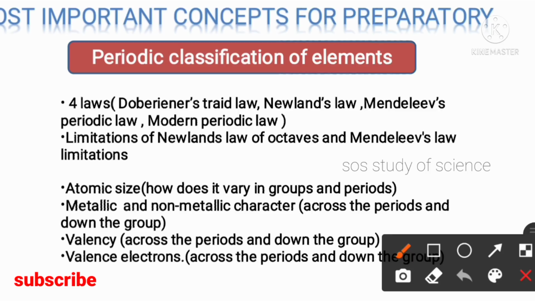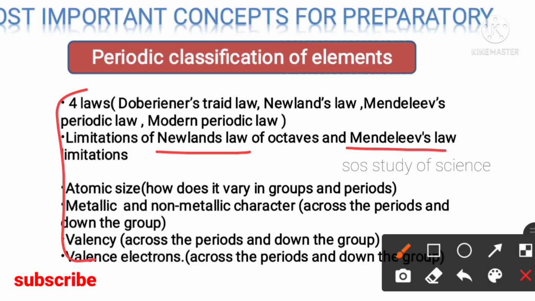So next, you want to understand and learn the first 4 laws: Dobereiner's triad law, Newlands' law of octaves, Mendeleev's periodic law, and also the modern periodic law. Any one law will be asked for 1 mark. Next, you also have to focus, because these concepts were also asked in the 2019-20 preparatory examination and the board examination. So you have to understand and learn the limitations of Newlands' law of octaves and also the limitations of Mendeleev's periodic table. These 2 important limitations you have to focus on and understand.